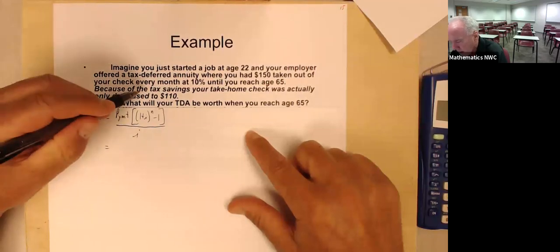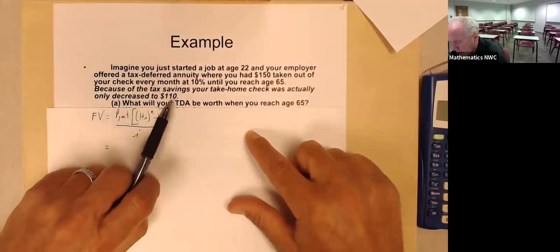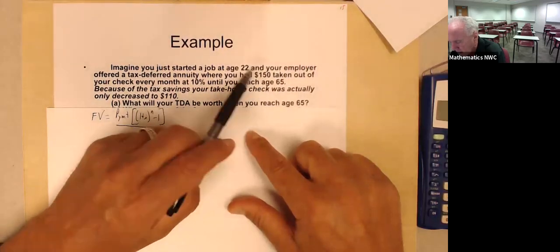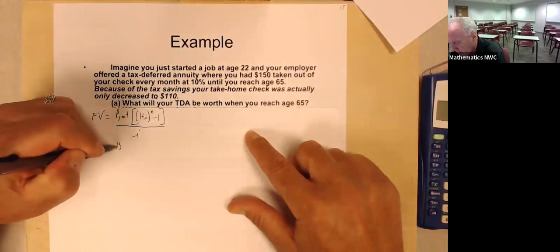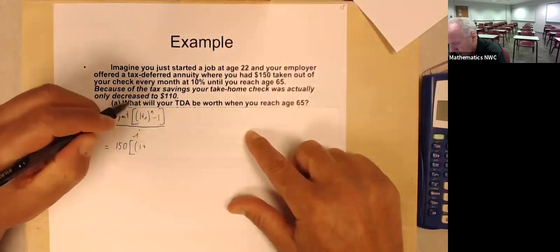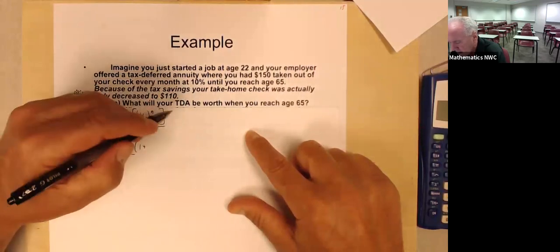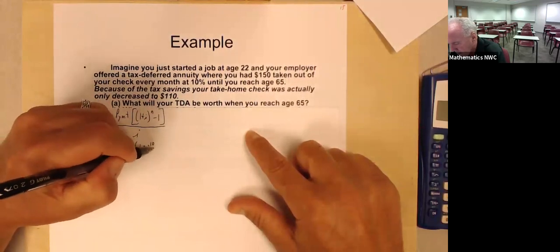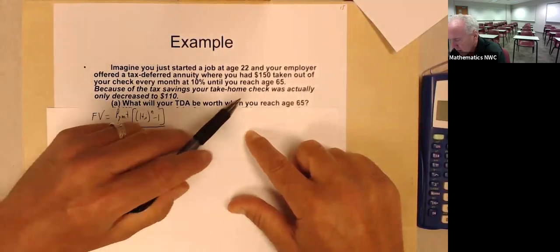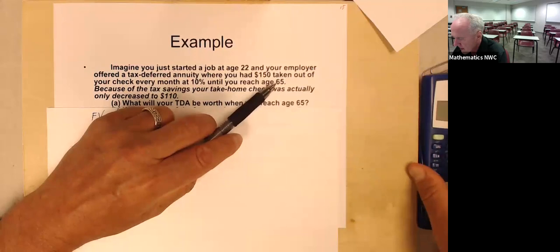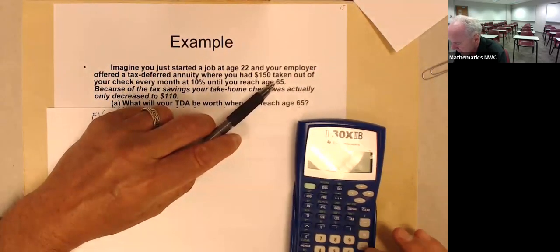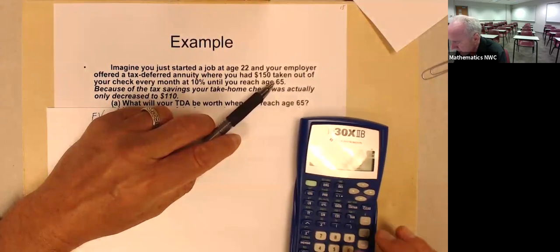So my payment, notice I'm not going to be putting in 110. I'm putting in, before it was taxed, 150. I is my interest rate, 10%. It was monthly. So age 22 to 65, find that difference. Many of you can do that in your head, but if not, use your calculator.